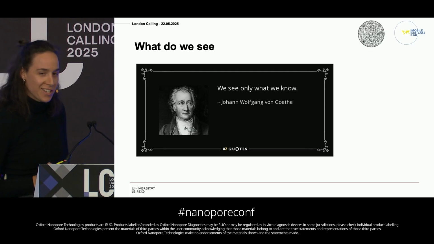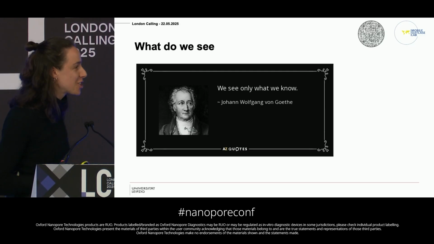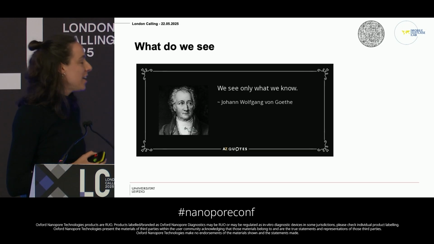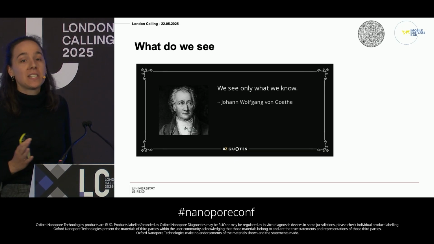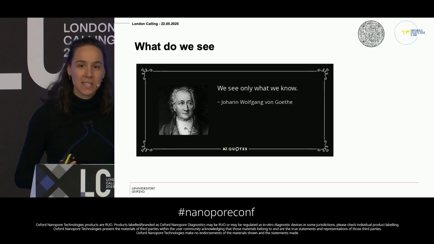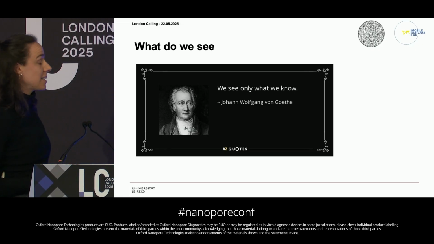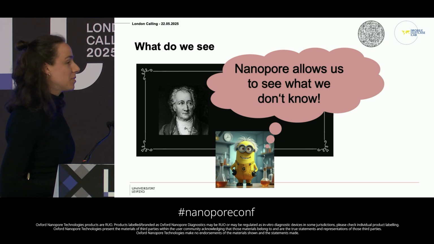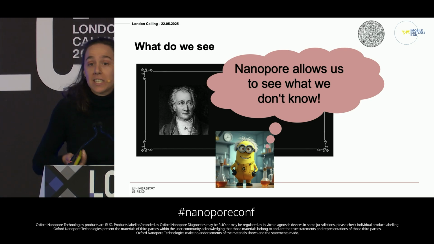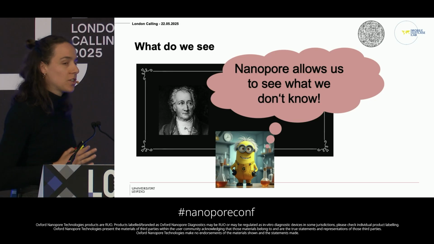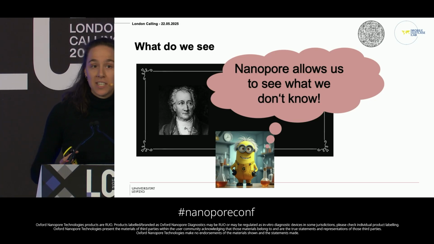And I like to start it a little bit German and to mention our good friend Goethe, a famous German writer, who said something like, "We only see what we know," which is very true in many ways. You know, we're naturally biased to what we know and what we're expecting. But the MinION technology, of course, has allowed us to even see what we don't know or what we are not expecting. Right?